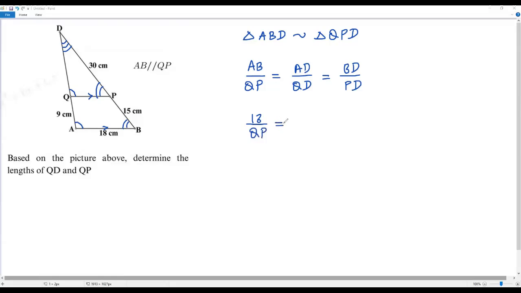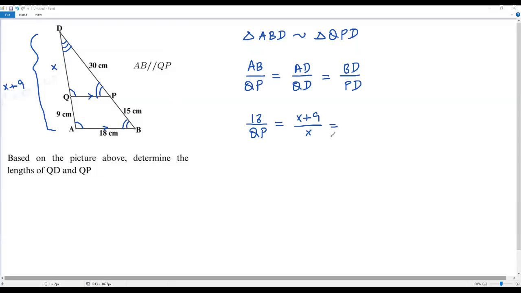And for AD, I do not know the length of AD, but I know the length of AQ. So let me assume QD is x. Then what is the length of AD? It's x plus 9. So for AD, we can plug in x plus 9 over QD. What is the length of QD? QD is x. Just now we assumed the length of QD as x.